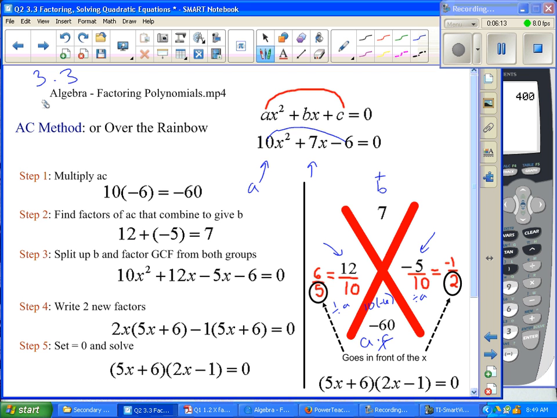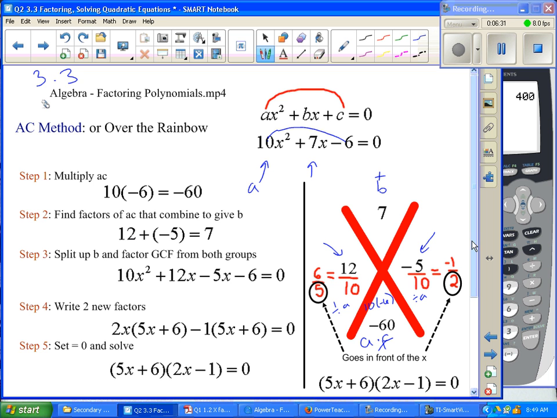And after I divide by the a, you have to reduce it. If the fraction can reduce, you have to reduce it. So negative 5/10 reduces to negative 1/2. And then 12/10 reduces to 6/5. And now I'm ready to write my answers out as factors.